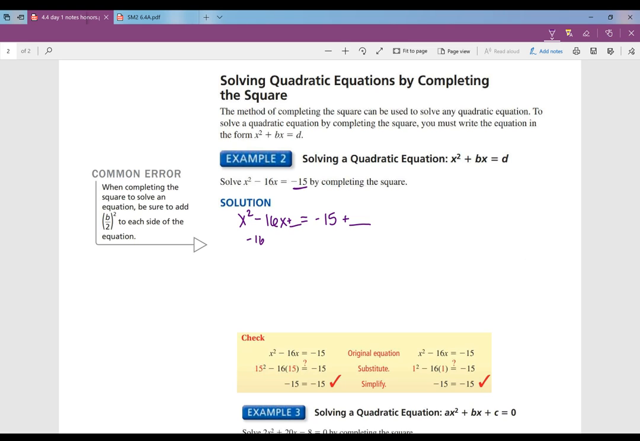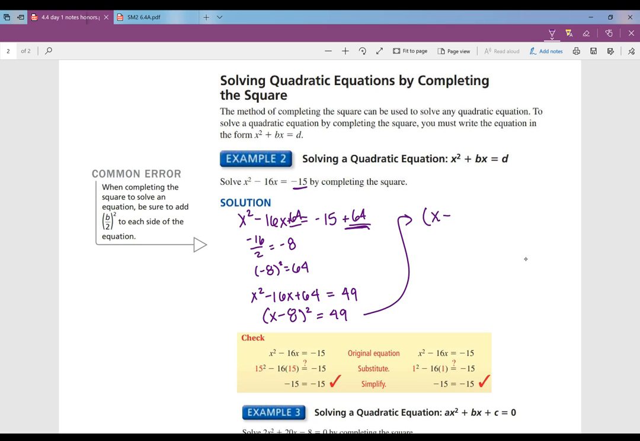So if we have negative 16 divided by 2, that would be negative 8. And negative 8 squared is going to be 64. So that means we want to add 64 to both sides. So we have x squared minus 16x plus 64 equaling negative 15 plus 64, which is 49. So now we can rewrite the left side as (x minus 8) squared, right? And it was important that we made sure we added 64 to our right side, so we have 49.